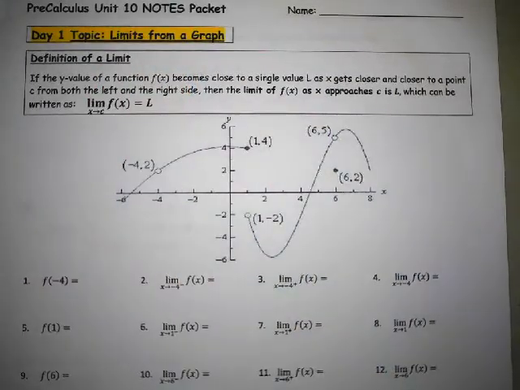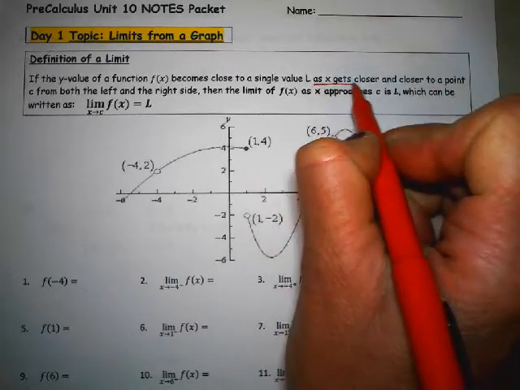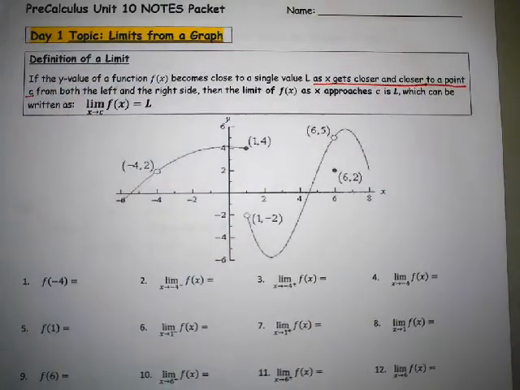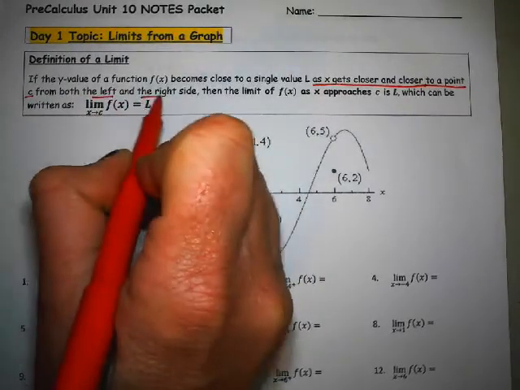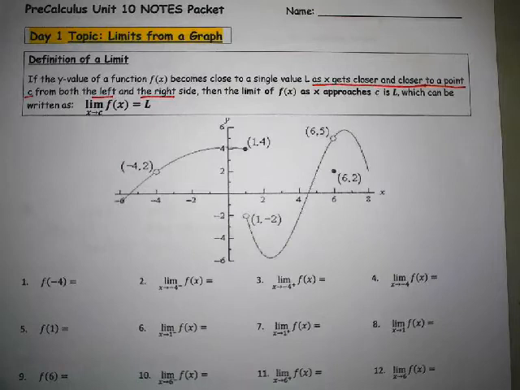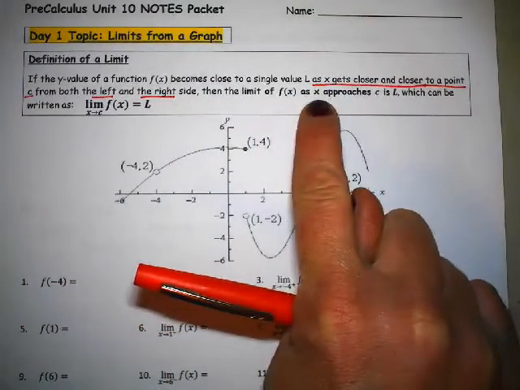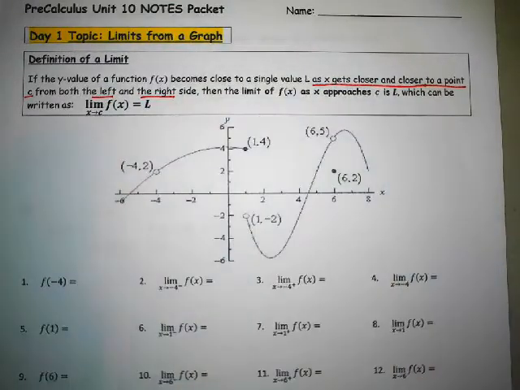Up top in the box, I have the formal definition of a limit. But what we should know when we're asked to find a limit, what we're looking for is, as x gets closer and closer to some point, it happens to be c, from the left and from the right side, our limit is actually going to be the y value. In the definition, we say then the limit of f of x as x approaches c is L. It's kind of wordy, but I'll explain as we go through it.